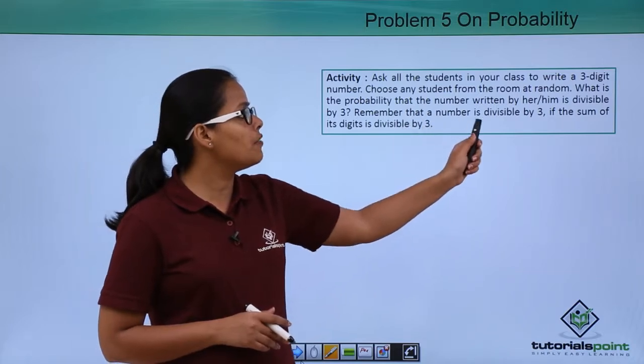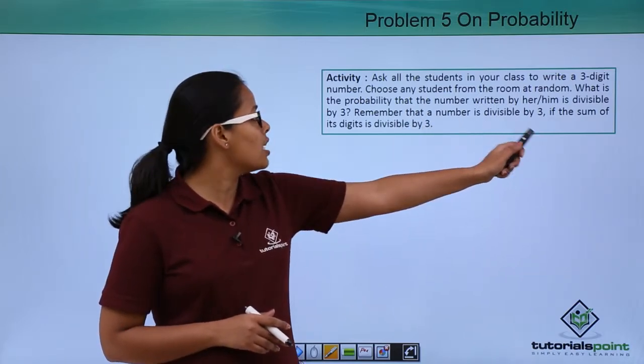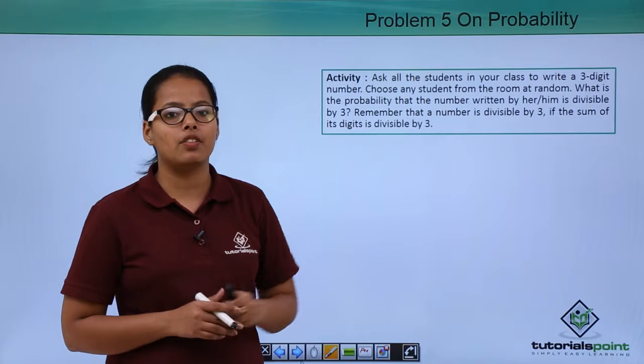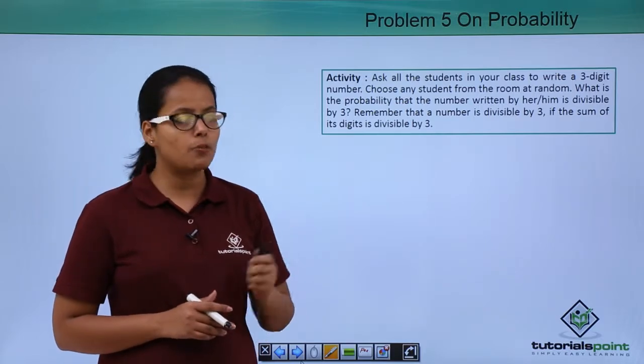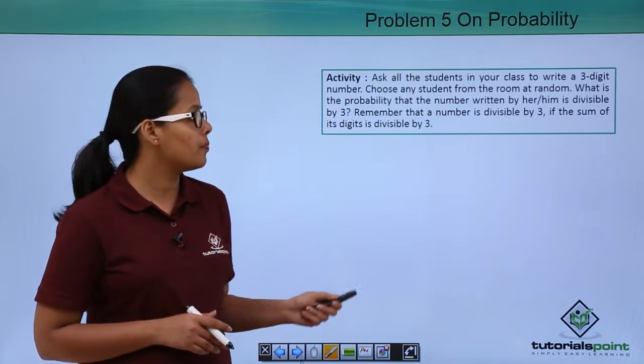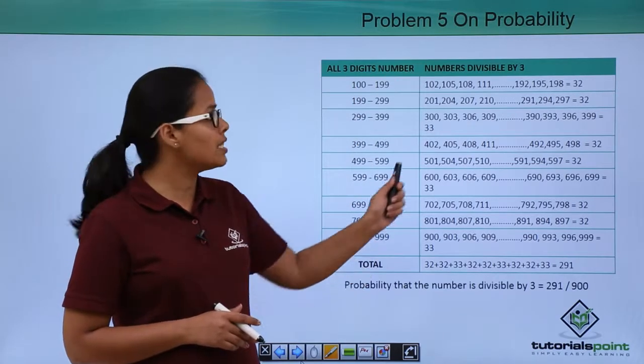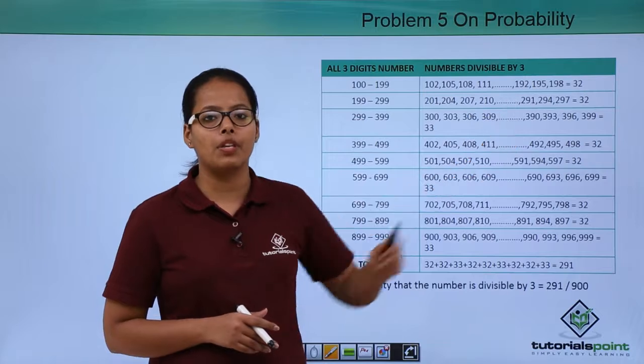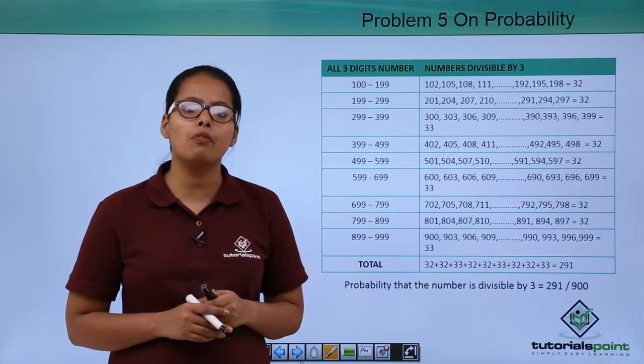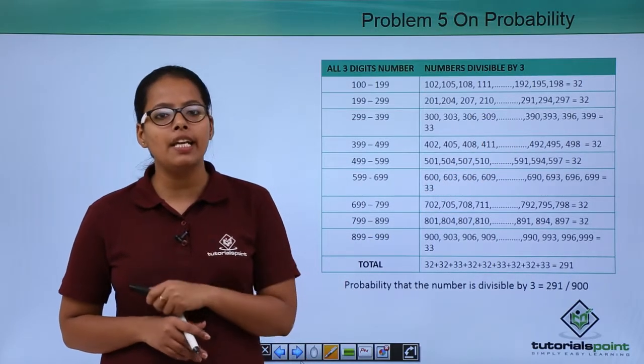Remember that a number is divisible by 3 if the sum of its digits is divisible by 3. And what do I mean by that? Let's proceed with the table and you will notice that. This table is for all the 3-digit numbers and the numbers divisible by 3. All the 3-digit numbers will be lying between 100 and 999.